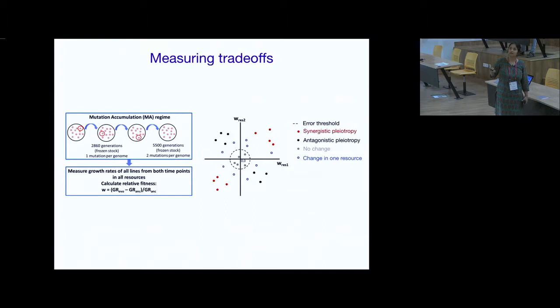And then the open circles here, the blue ones, are mutants that have changed in one resource but have not changed in the other resource. Everybody okay with this? This is just a schematic. Any questions so far? Okay, great.